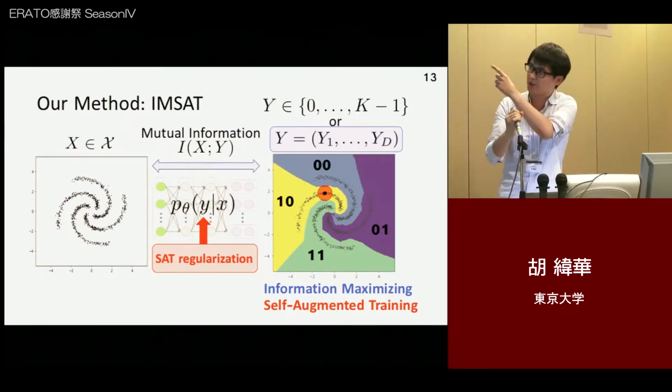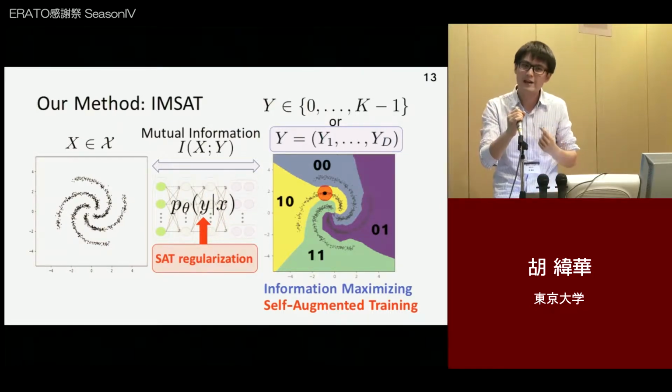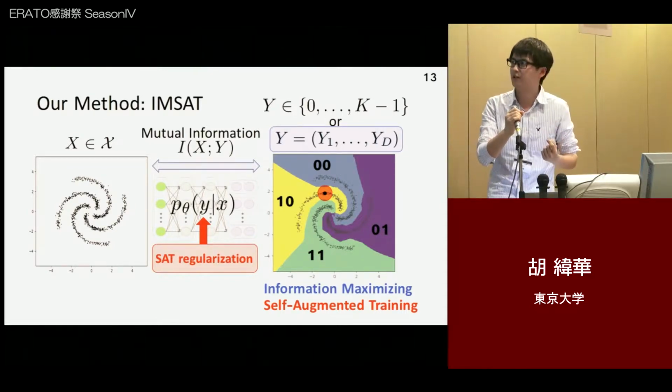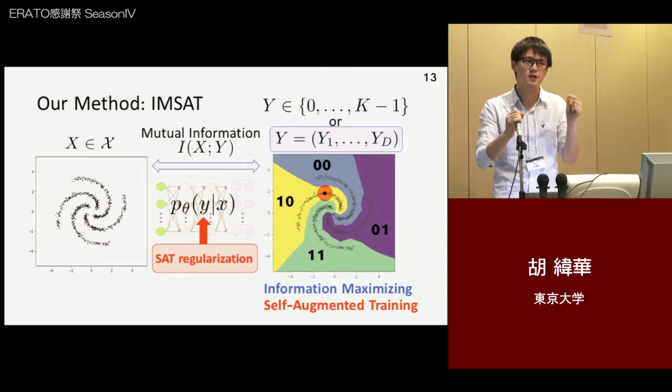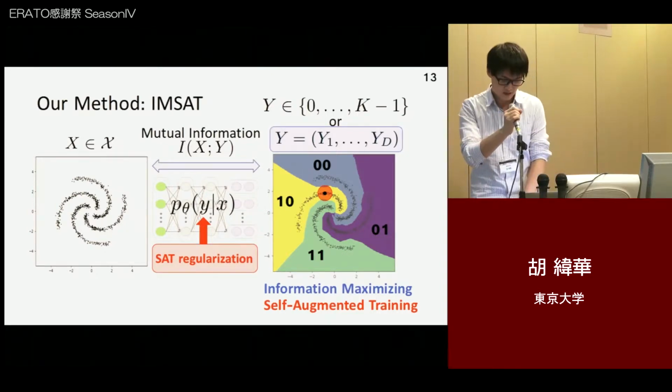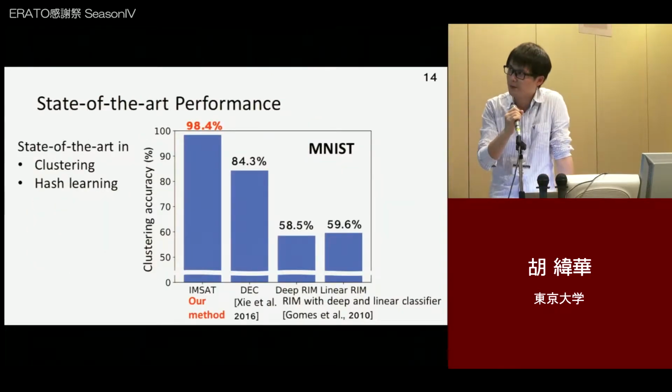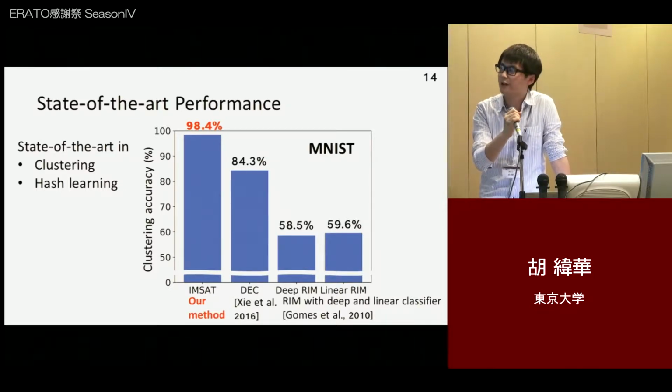And we also see that we are not only able to learn the cluster assignment, but also able to learn the hash function, so mapping each region into binary codes. And experimentally, we are able to achieve state-of-the-art performance on both the task of clustering and hash learning.